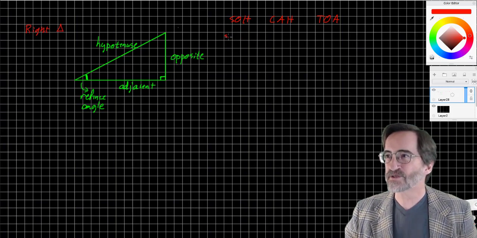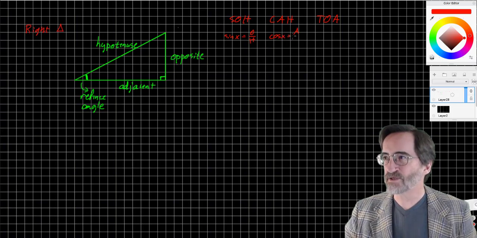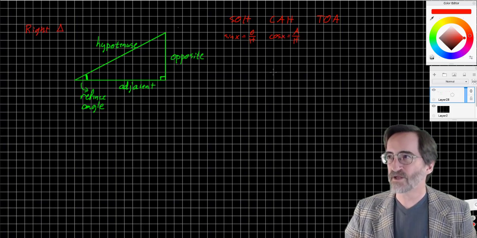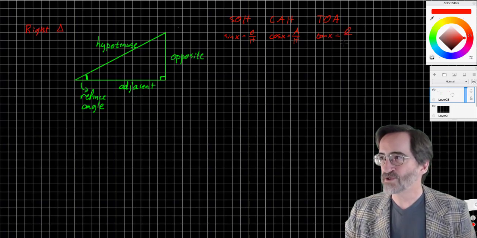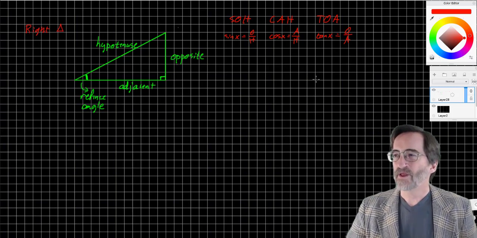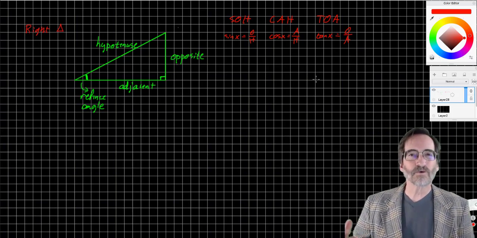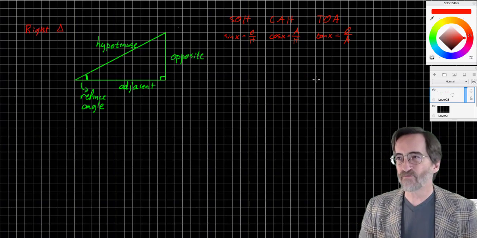SOH stands for sine of x is opposite over hypotenuse. CAH stands for cosine of x equals adjacent over hypotenuse. TOA stands for tangent of x equals opposite over adjacent, right? So that's a way to remember the trig functions, and it's very important for solving.